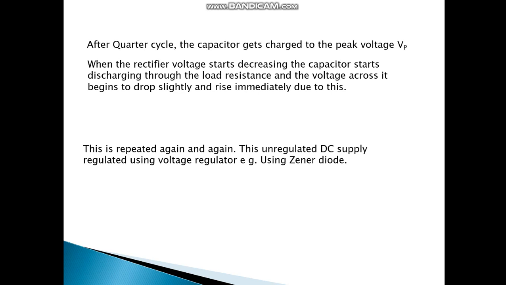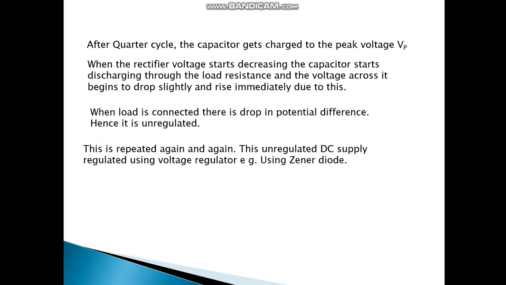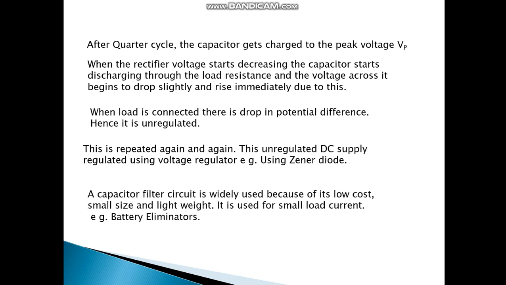This unregulated DC supply can be regulated using a voltage regulator, for example using a Zener diode. So it's an unregulated supply. So when load is connected, there is a drop in potential difference, hence it is unregulated. A capacitor filter circuit is widely used because of its low cost, small size, and light weight. It is used for small load current. Example, battery eliminators. So we have seen the application of the forward bias over here in this rectifier.